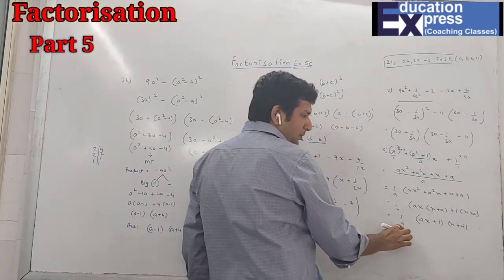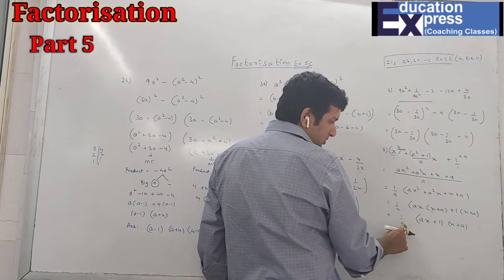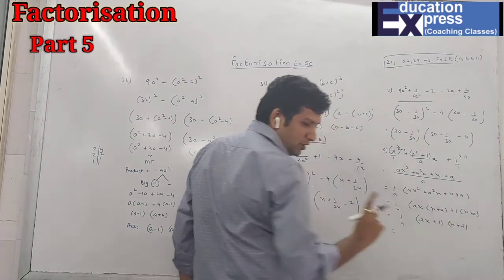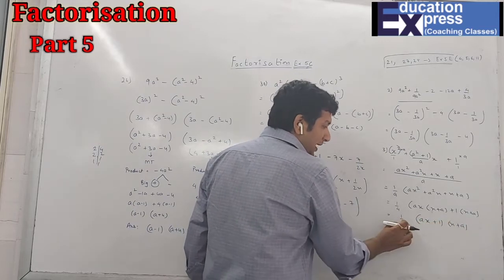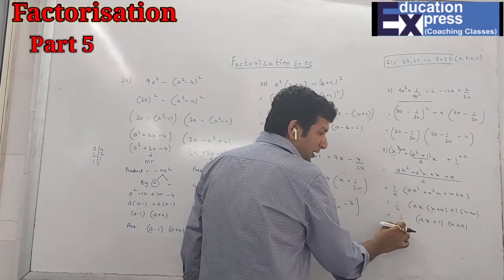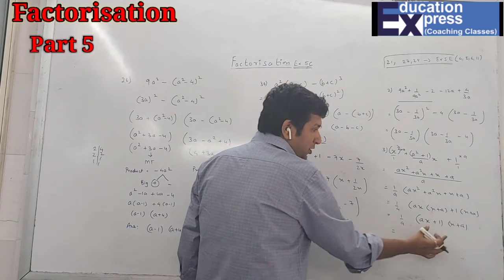You can multiply 1 upon a by any one bracket, because obviously there is no plus sign. So this entire thing is only one term. So I can just multiply this by this also, or this by this also. I will multiply this by this. I cannot multiply 1 upon a by both. Why? Because it is the same term.